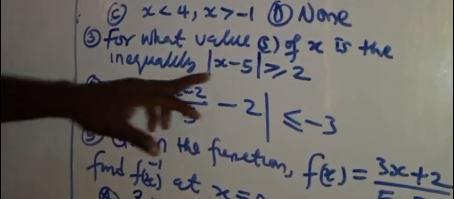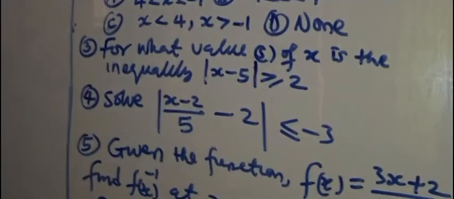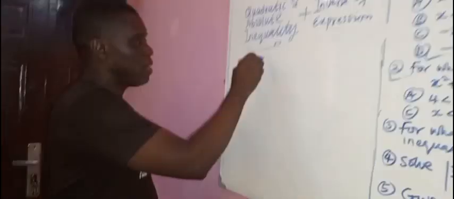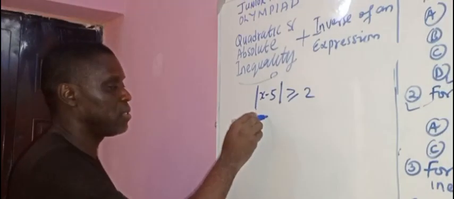Okay, now let's go to absolute inequality. For what values of x is the inequality |x - 5| greater than or equal to 2? Now, when you have something like this, |x - 5| greater than or equal to 2, this thing is absolute. To remove it, you have to introduce plus or minus. x - 5 greater than or equal to 2.